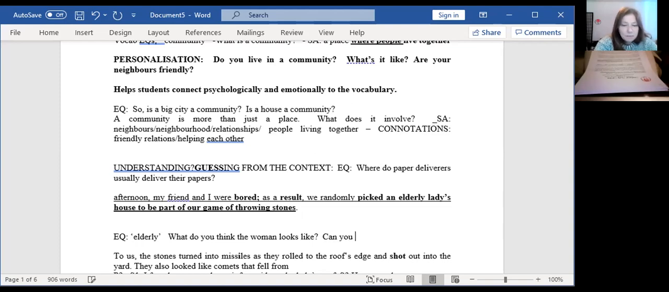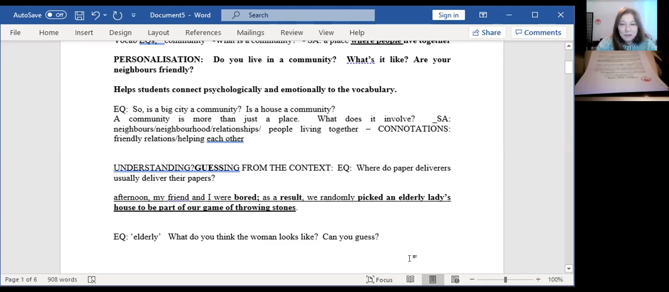Can you guess? Get them to guess. And do you think they will guess old, older? Maybe. Why? Lady's house, I think. The lady owned the house. She bought the house. She has a house, but maybe young people, maybe she doesn't own it, maybe she's just renting it. Lady's house. No, maybe not.